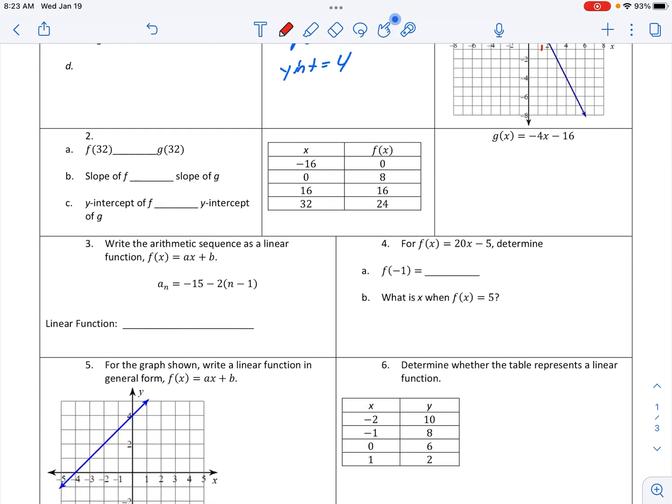Number 2 is the exact same thing, but now we are in table form. So f of 32, okay? f of 32, so when x is 32, I get a y value of 24.